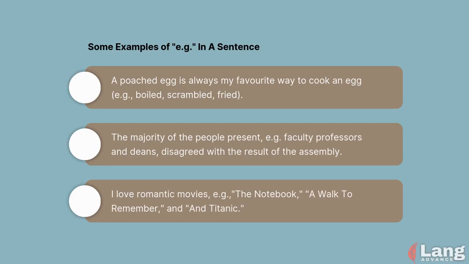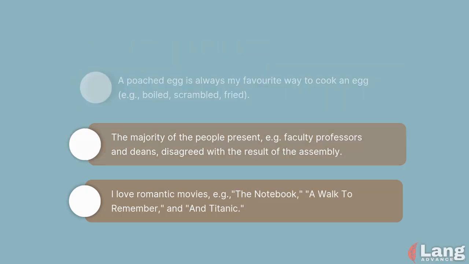Some examples of e.g. in a sentence. A poached egg is always my favorite way to cook an egg. For example, boiled, scrambled, fried. The majority of the people present, for example, faculty professors and deans, disagreed with the result of the assembly. I love romantic movies. For example, The Notebook, A Walk to Remember, and Titanic.